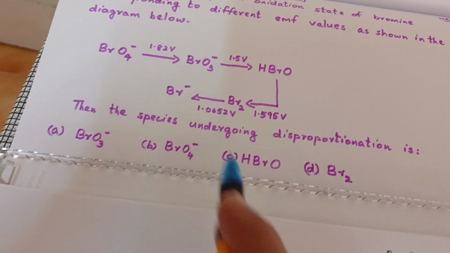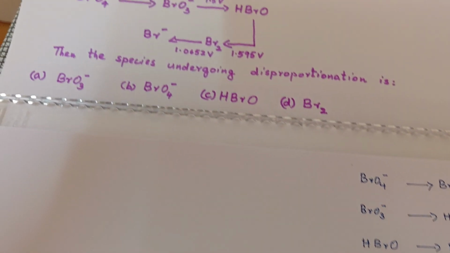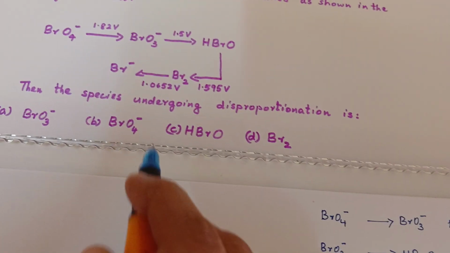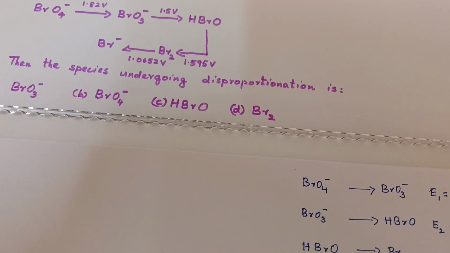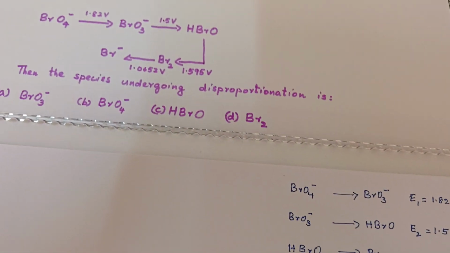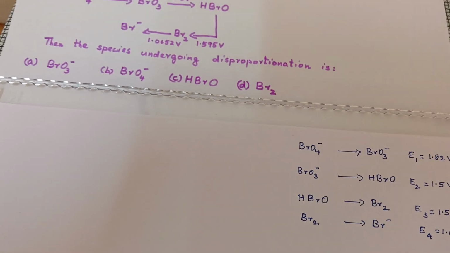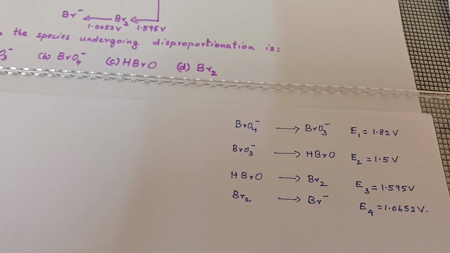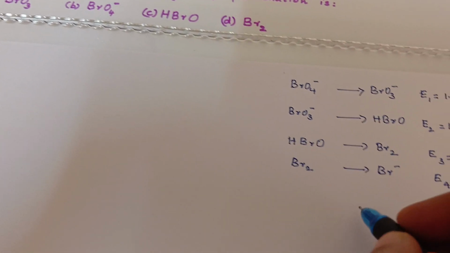Now Br2 giving Br minus. E4 equals 1.0652 volts. Now let us find the oxidation state of bromine in each of these species.